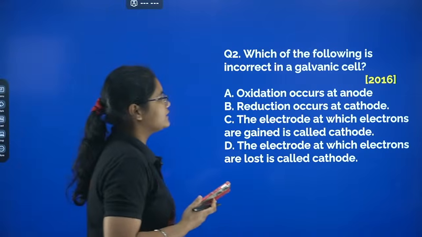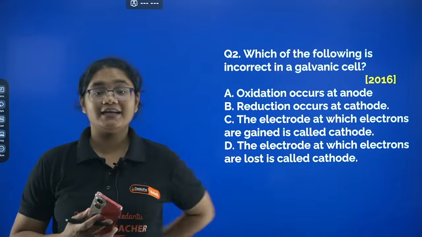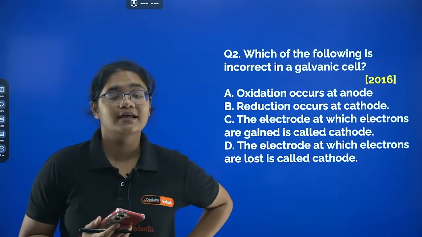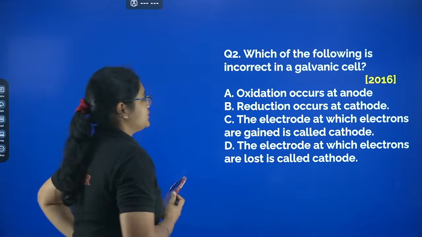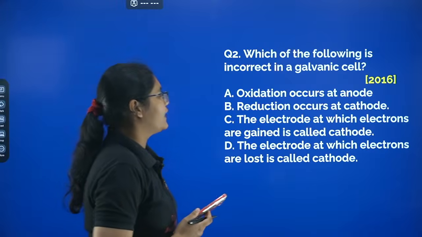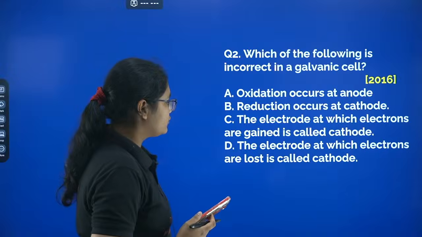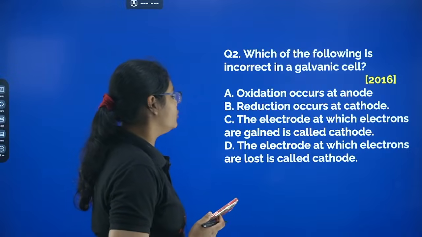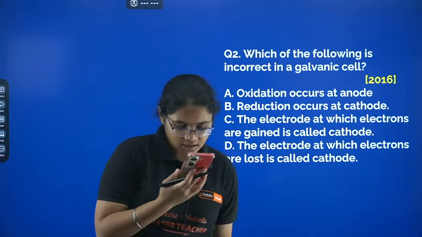Which of the following is incorrect in a galvanic cell? This is a 2016 question. The options are: oxidation occurs at anode, reduction occurs at cathode; the electrode at which the electrons are gained is called cathode; the electrode at which electrons are lost is called cathode. What will be the answer here?